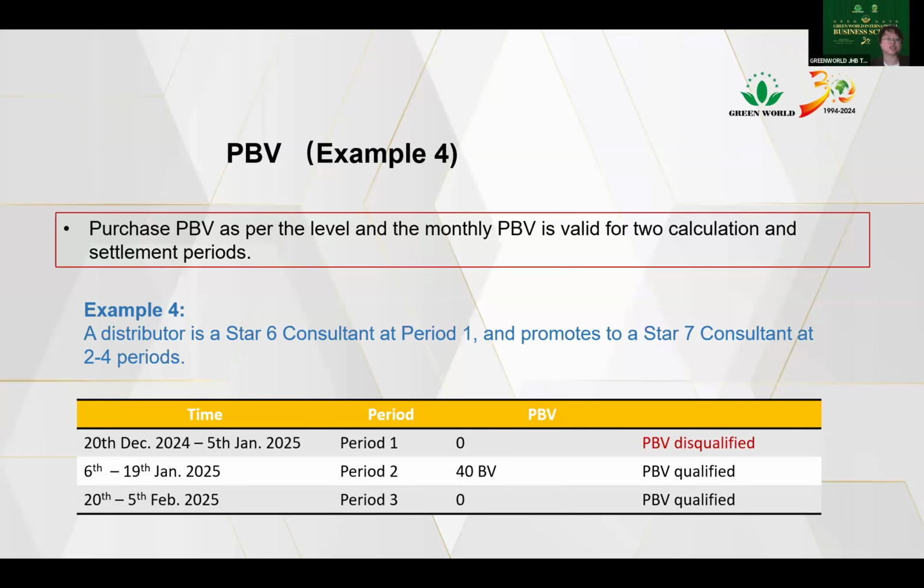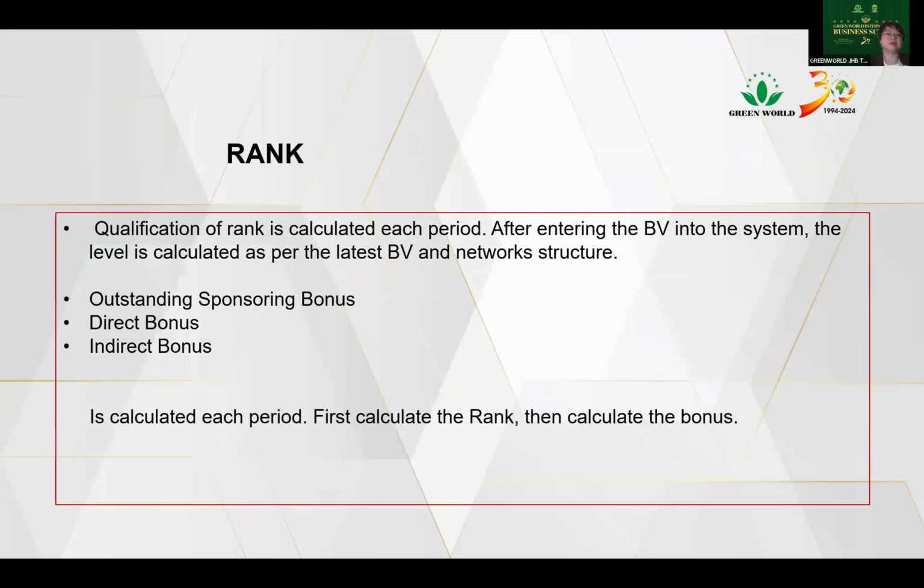So this suggests that every month, if we divide the month into 2 parts, the first 2 weeks and the second 2 weeks, the third and the fourth weeks, you should always buy your personal BV in the first and second weeks. Finish that personal BV, then you worry about nothing. During the second period you can concentrate on something else.